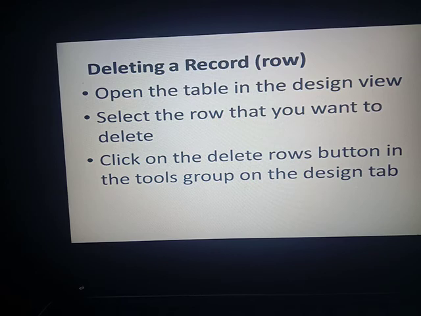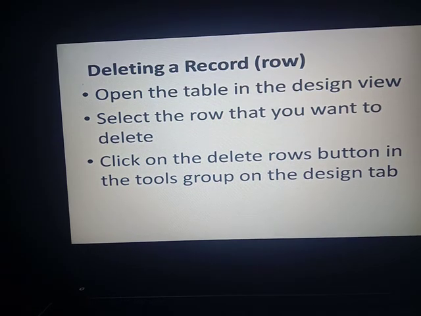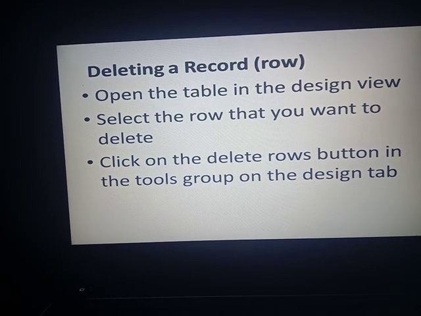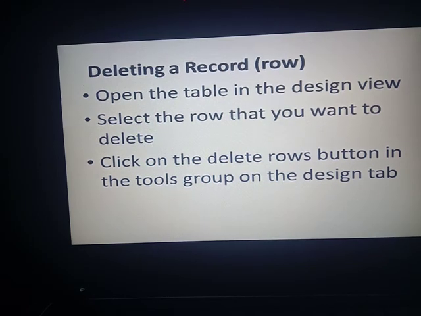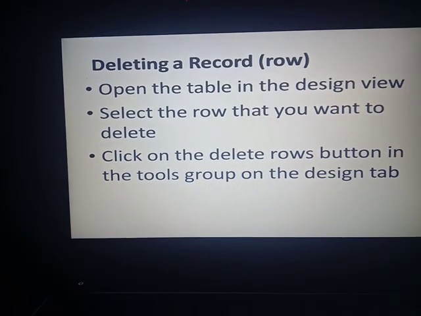Deleting a record or a row. Open the table in the design view, select the row that you want to delete, and click on the delete row button in the tools group on the design tab. So on the design tab you will find a tools group where there is an option of delete row. By clicking on it you can delete your record, and a record is a row.